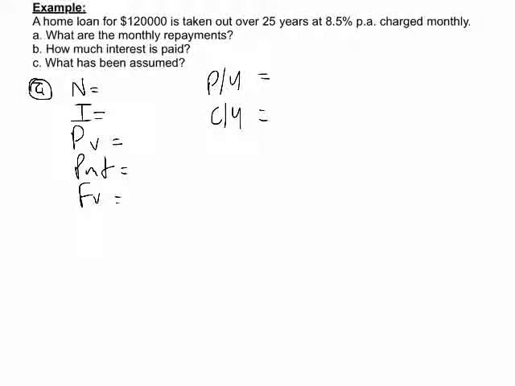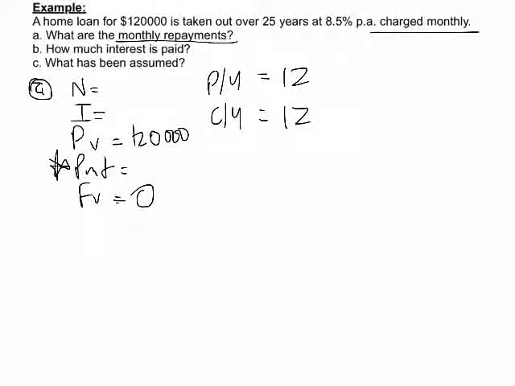Alright. So taking out a home loan for 120,000. What is the bank giving you? What are they lending out to you? What are you borrowing? 120,000. We're trying to work out what the monthly repayments are, so that's going to be like that. Interest is charged monthly, and you're doing monthly repayments, so these are both going to be 12. Right now, it's not saying there's any variable interest rate or anything like that, so you're assuming FV is going to be 0. The interest rate is 8.5% per annum.